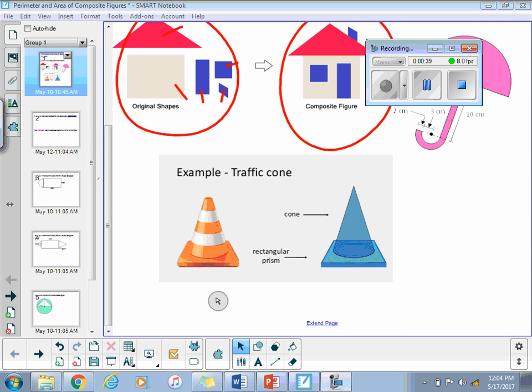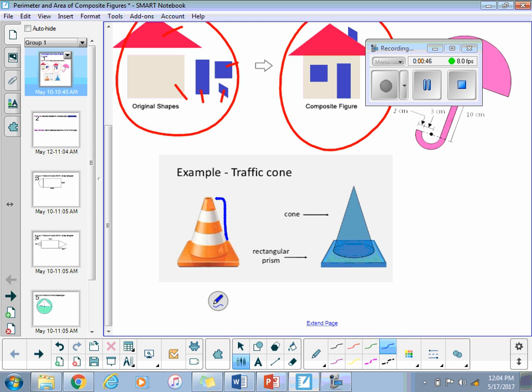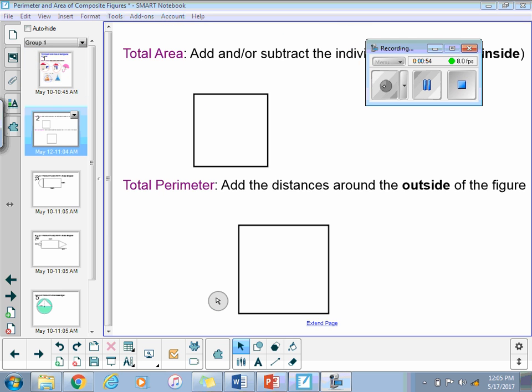Okay, so a common example could be a traffic cone. If you think about a traffic cone, it's made up of the cone piece and the rectangular prism piece. So collectively, this is called the composite figure. Okay, so there are two things to consider, total area and total perimeter. You kind of looked at this in the vertical classroom yesterday.